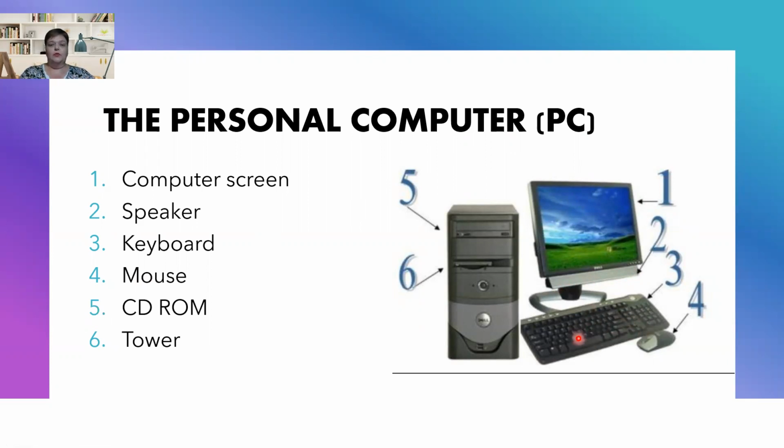It's a standard. We call this a QWERTY keyboard. Reason being because the first few letters on your keyboard spell out QWERTY. So it's called a QWERTY keyboard. Then what we have is the mouse. We then have the CD-ROM, CD or DVD-ROM. So if you still are using CDs and DVDs, you will place it inside there. And this box over here is called a tower.